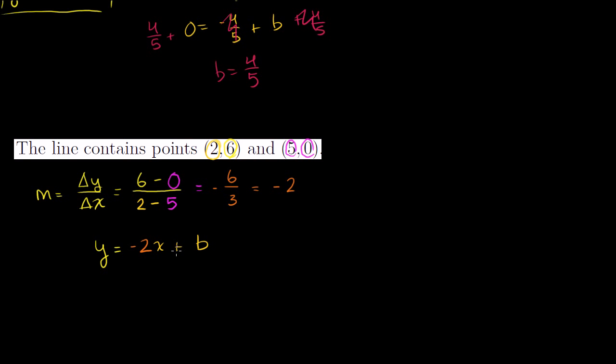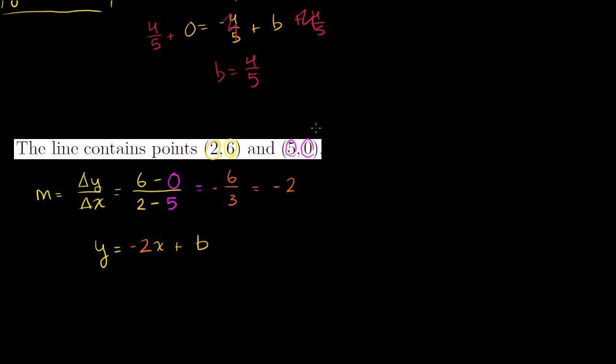Now we can do exactly what we did in the last problem. We can use one of these points to solve for b. We can use either one. Both of these are on the line, so both of these must satisfy this equation. I'll use the 5, 0 because it's always nice when you have a 0 there. The math is a little bit easier. So let's put the 5, 0 there.